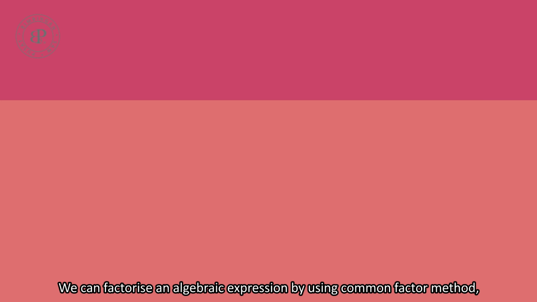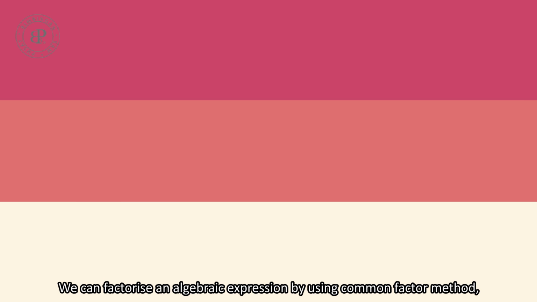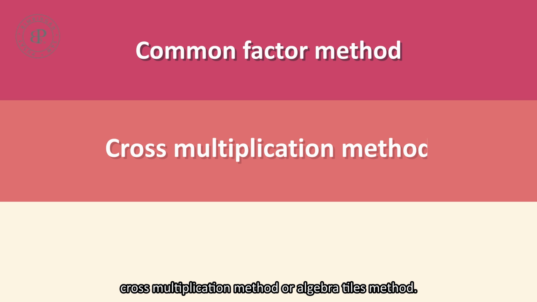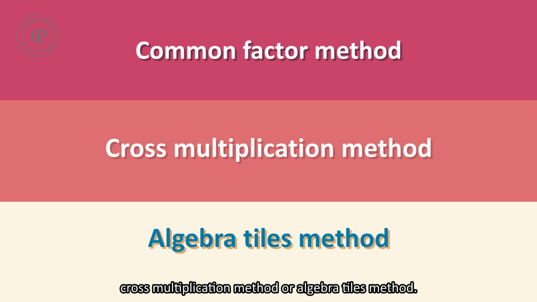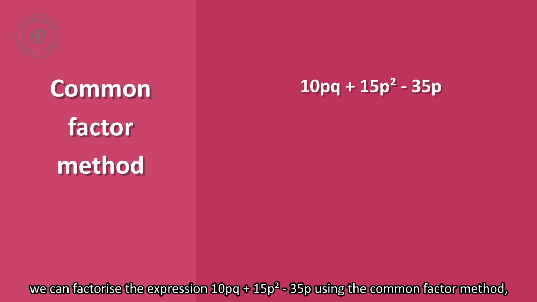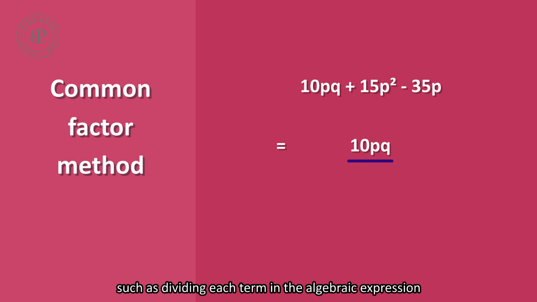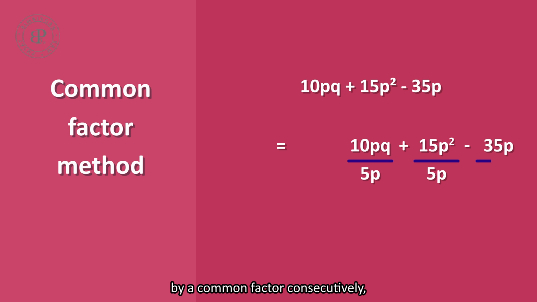We can factorize an algebraic expression by using common factor method, cross multiplication method, or algebra tiles method. For example, we can factorize the expression 10pq plus 15p squared minus 35p using the common factor method, such as dividing each term in the algebraic expression by a common factor consecutively, such as 5 and p.